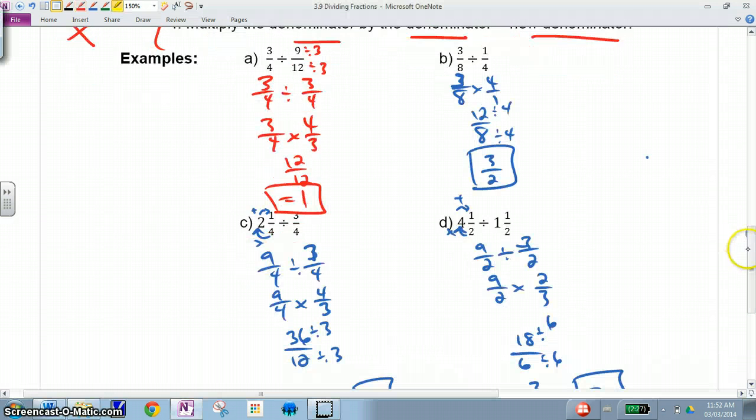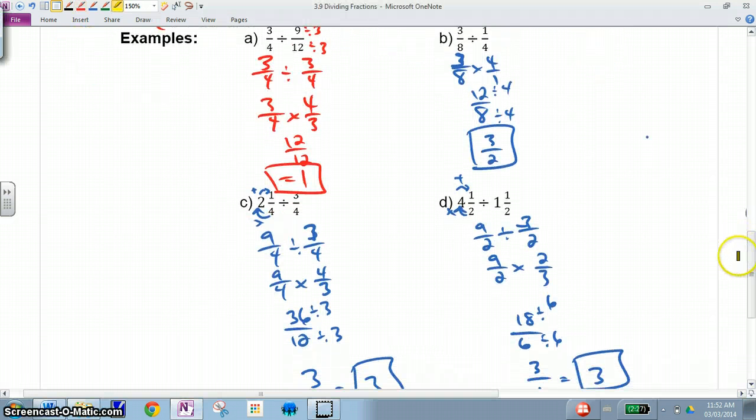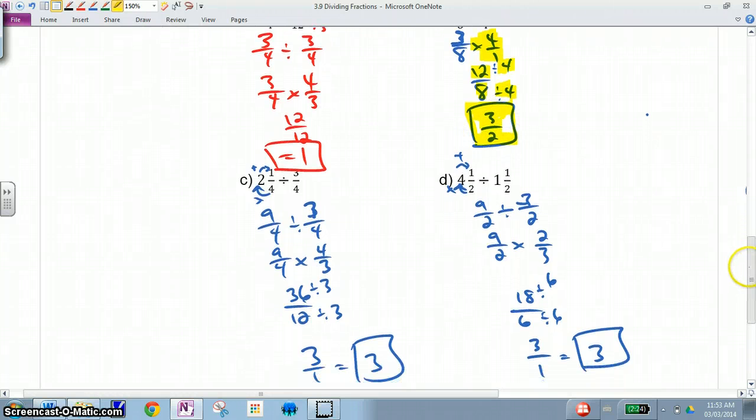All right, here's a look at the last 3. Check your work. Hopefully you've done them already, and now it's just a check. We're flipping the second fraction, we're multiplying. We get 3 times 4 is 12, 8 times 1 is 8, and then we can reduce, and we get 3/2 for B. For C, we're flipping the second fraction, multiplying. 9 times 4 is 36, 4 times 3 is 12. We reduce, we divide by 3 to reduce, and then we get 3 as our answer.